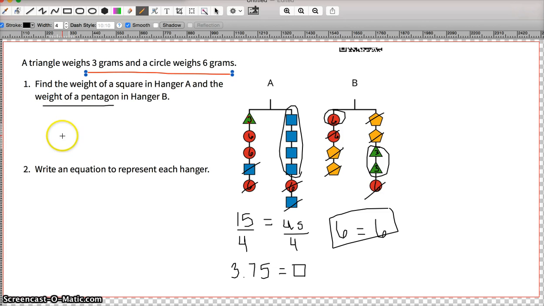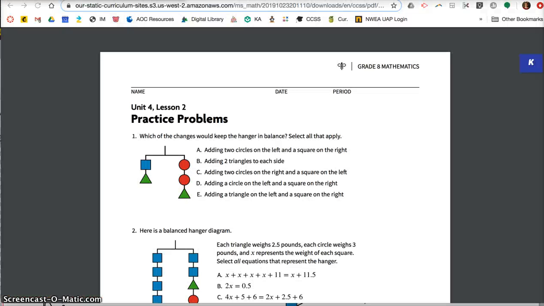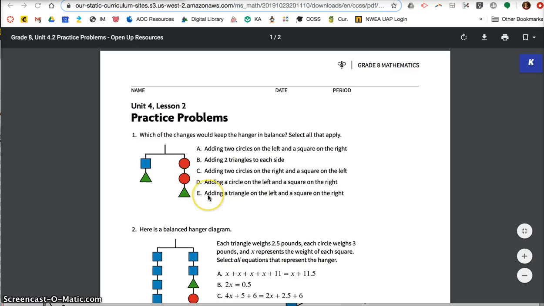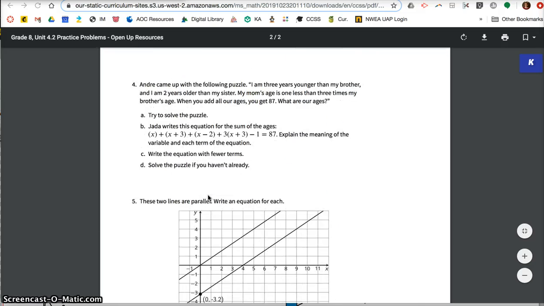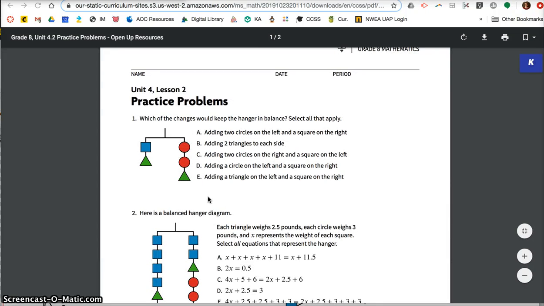So when you write your answer for question 1, the square's weight is 3.75 and the pentagon's weight is infinite answers or infinite solutions, something like that. I'd like you for question 2 to try to write an equation just for hanger A, and then we'll check that in class the next time I see you. Then lastly, I'd like you to do problems 1 through 4 in your practice set and do the best you can. Use your lesson summary if you need additional help.